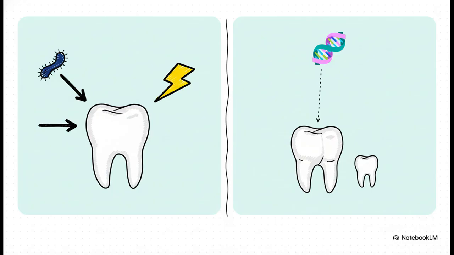Acquired conditions are things that happen to the teeth after the person is born. Think of them like battle scars, cavities, wear and tear, that kind of stuff. Congenital abnormalities, on the other hand, are baked in from the start. They're developmental hiccups that affect how many teeth you have or their size and shape.